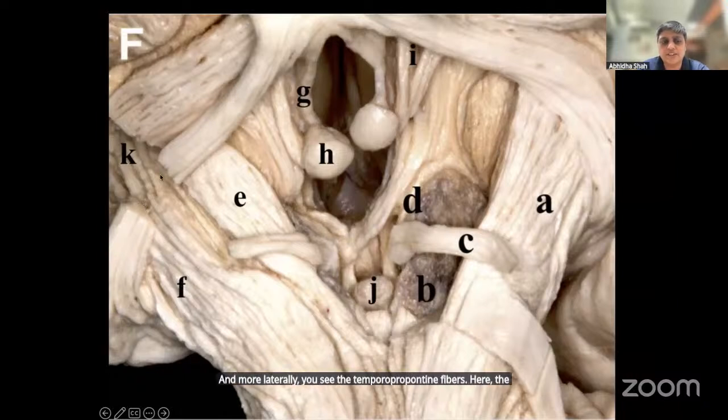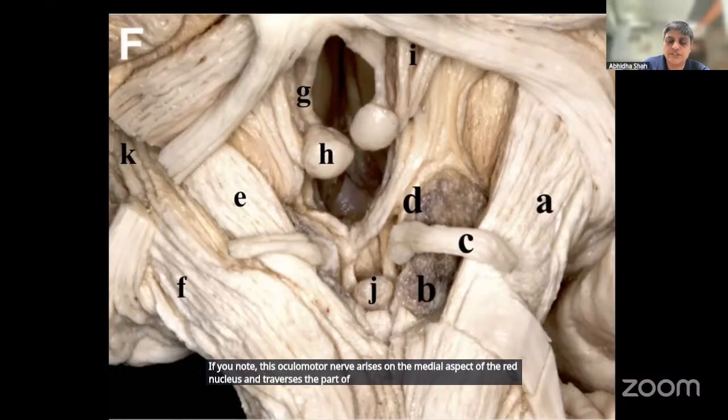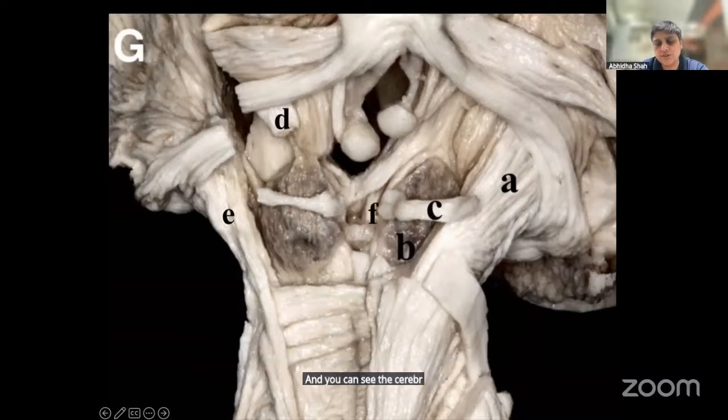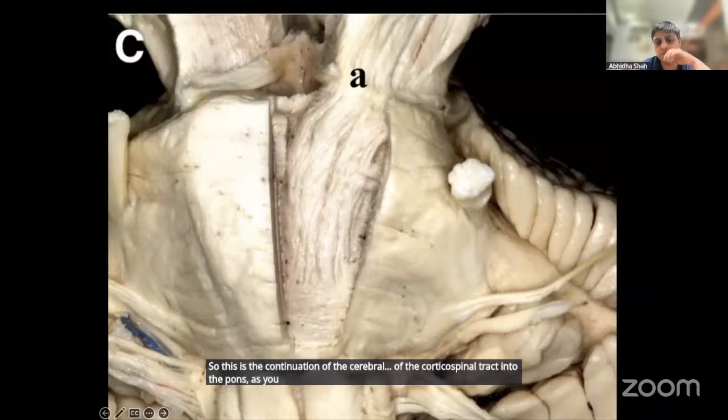Here the optic tract has been cut to see how these fibers enter from the cerebral hemisphere into the cerebral peduncle. If you note, this oculomotor nerve arises on the medial aspect of the red nucleus and traverses part of the brainstem before coming out. This is on both sides. You can see the red nuclei on both sides, the oculomotor nerves as they come, and the cerebral peduncle continuing down into the pons. This is the continuation of the corticospinal tract into the pons, as you can see in this image.